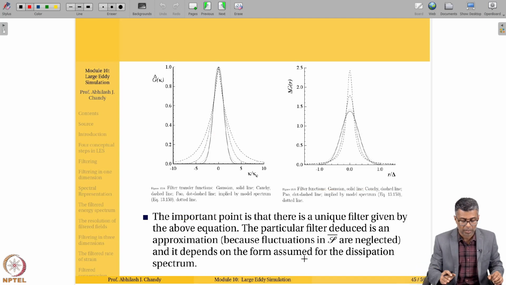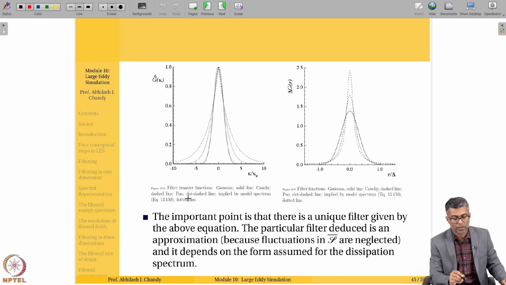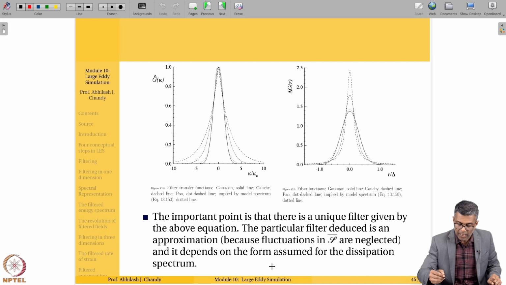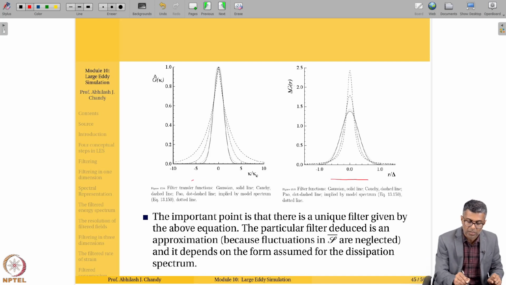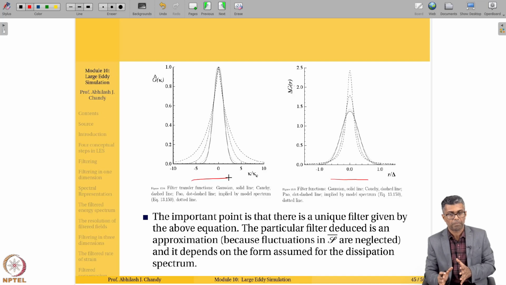So what is shown here on the left hand side are basically filter transfer functions, G hat of kappa, for a Gaussian, a Cauchy filter, a power filter, all implied by the model spectrum. Okay, and then the filter functions on the right hand side are the Gaussian, Cauchy and power implied by the model spectrum, and that is the dotted line. Okay, so what I have here is delta G of r. This is in physical space, this is in spectral space. So it's the same thing, right?